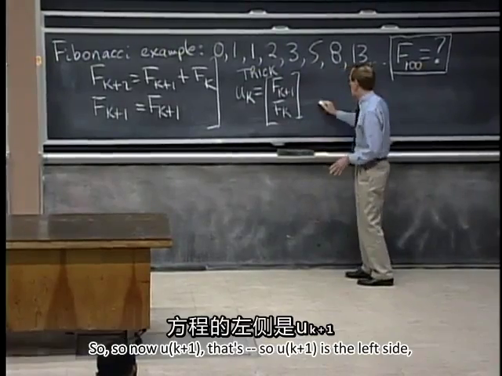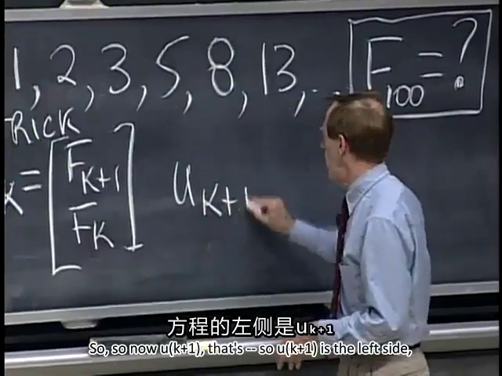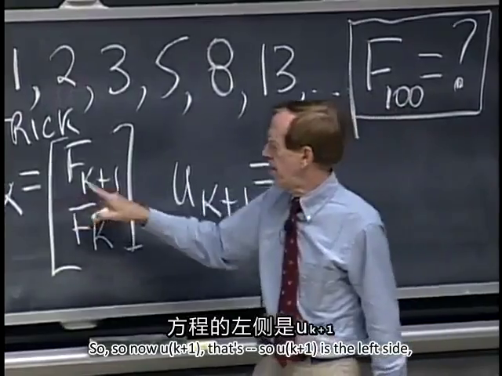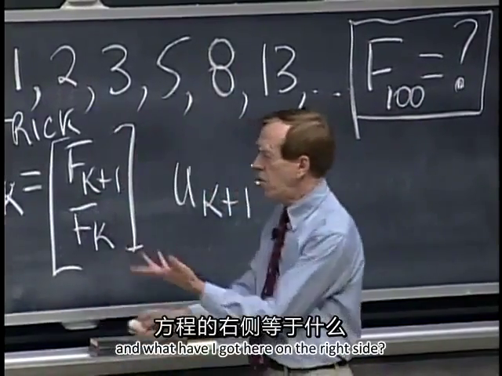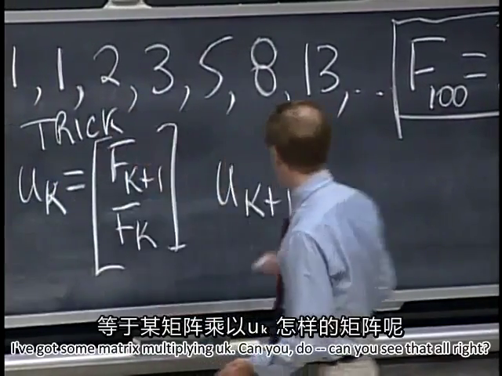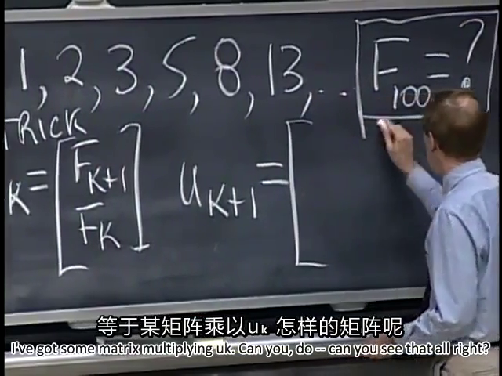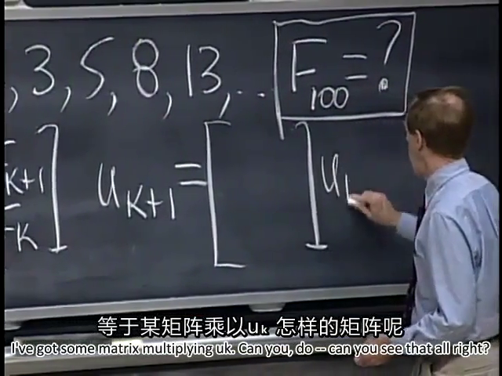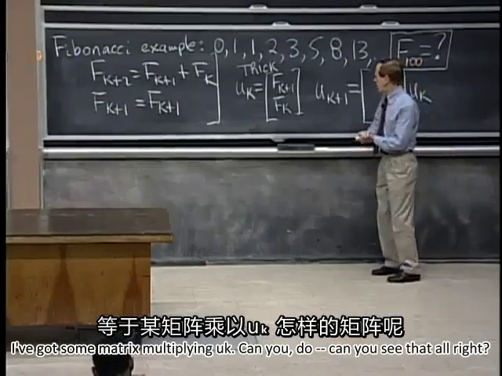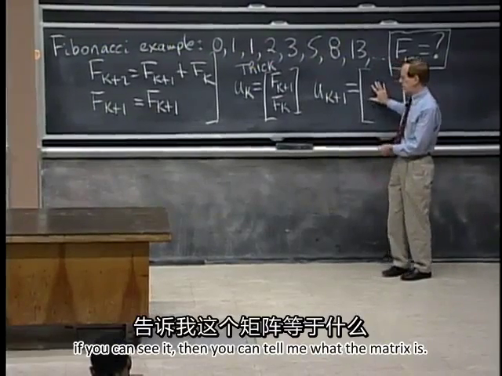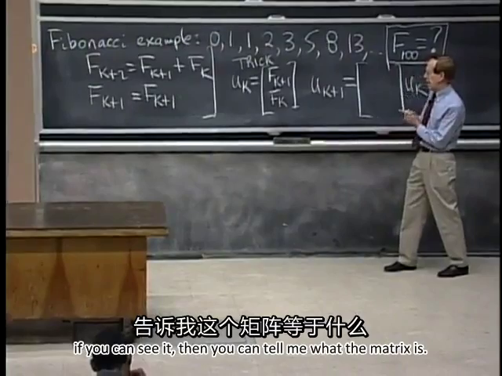This is my unknown. And what's my one-step equation? So now uk plus 1 is the left side. And what have I got here on the right side? I've got some matrix multiplying uk. Can you see that all right? If you can see it, then you can tell me what the matrix is.